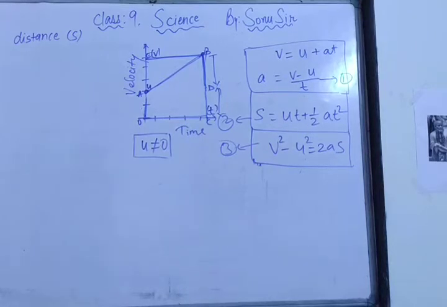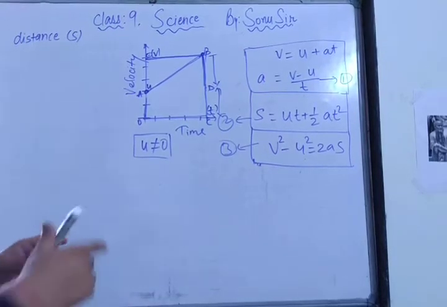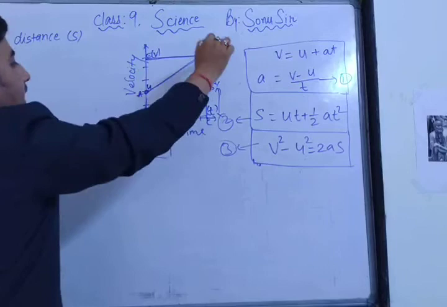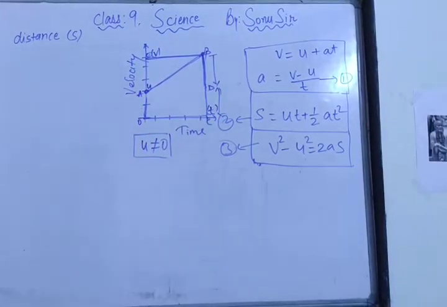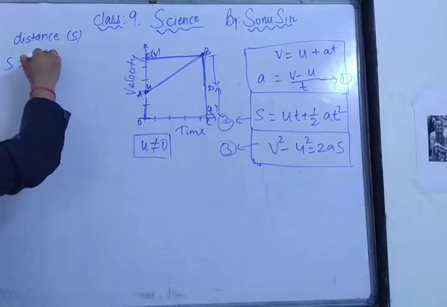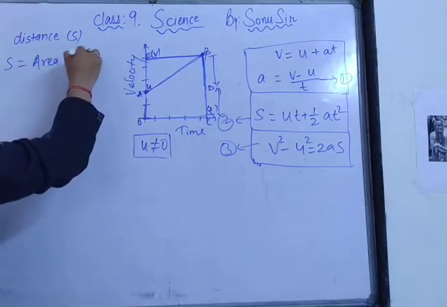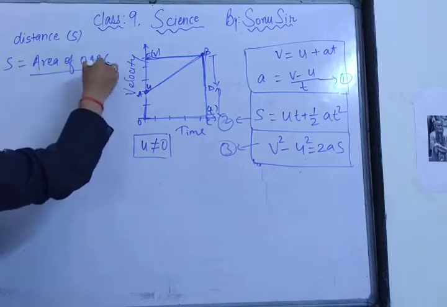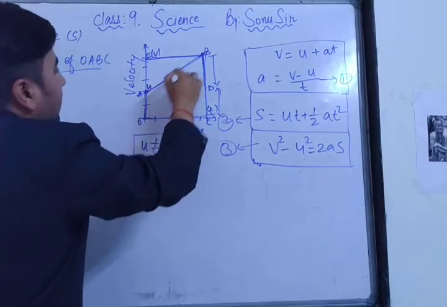Now the distance traveled by the object is obtained from the area enclosed by OABC in the velocity-time graph AB. Thus the distance s traveled by the object is given by s is equal to the area of OABC. First of all, tell me which type of figure this is? This is a trapezium. You may have heard about it in the 8th standard.